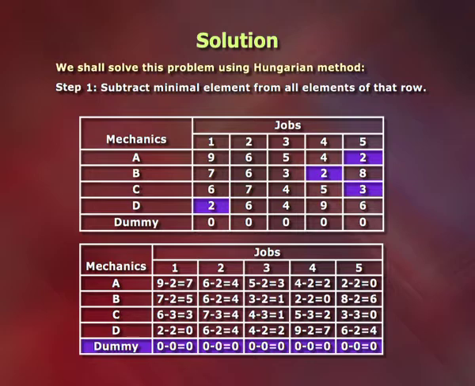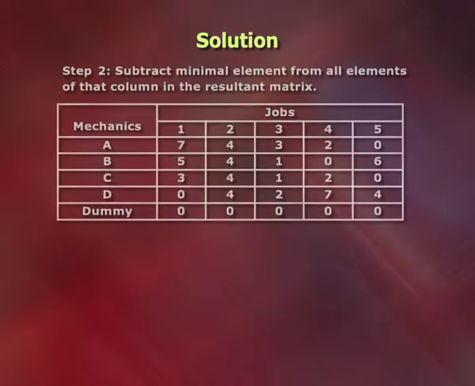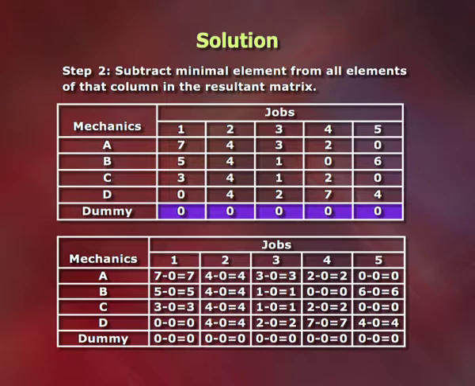So, we get a new table that is given below. Step 2. Subtract minimal elements from all elements of that column in the resultant matrix. This is the resultant matrix of step 1. Now, you can see in column 1, the elements are 7, 5, 3, 0 and 0. So, minimum is 0. Similarly, for column 2, minimum is 0. Column 3, column 4, column 5, all have minimum element 0. So, subtracting 0 from all the elements of columns, and we get a new table that is given below.